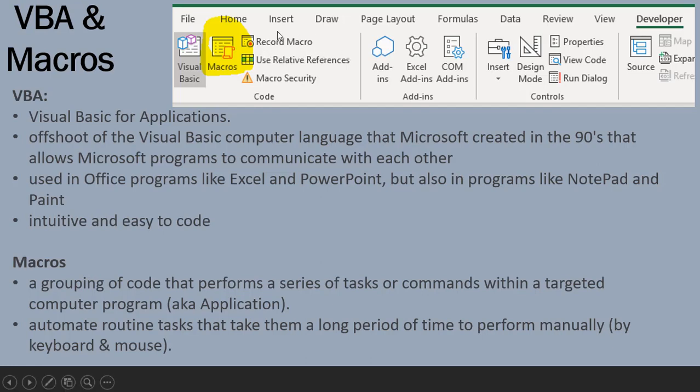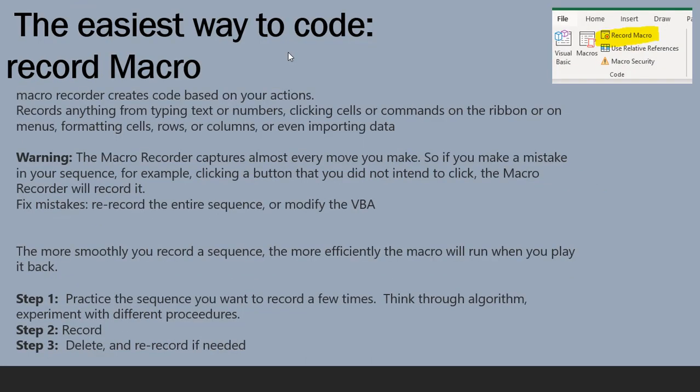This next little bit, I'm going to show you how to record a macro, which is the easiest way to code. In a sense, Excel is actually going to write the code for you. It doesn't get easier than that. Okay, so what we're going to do when we hit record macro is this thing is going to just record everything you do in Excel.